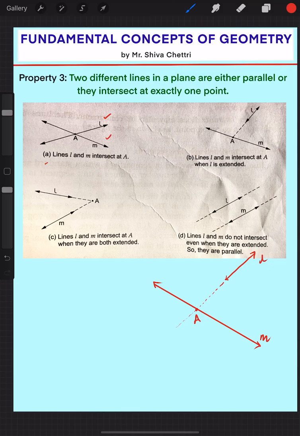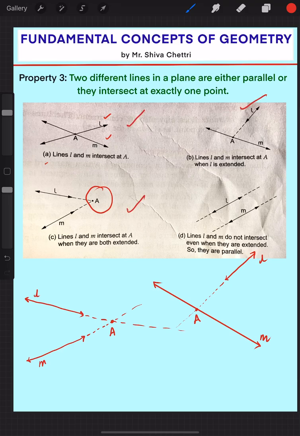Similarly for C, lines L and M intersect at A when they both are extended. Suppose I have one line as L and another line as M. Although they are not meeting for now, after some time, if they are extended like this, they are going to meet at exactly one point. That point is A here. So these are all intersecting lines.